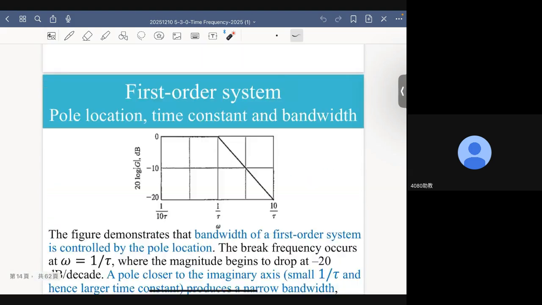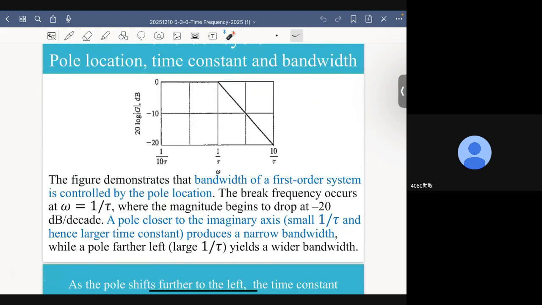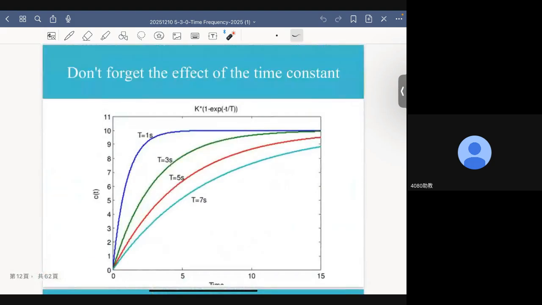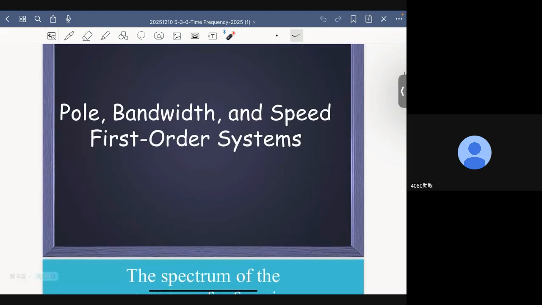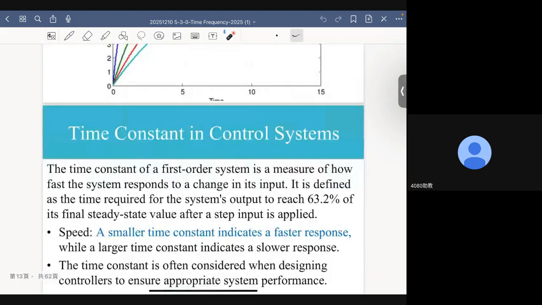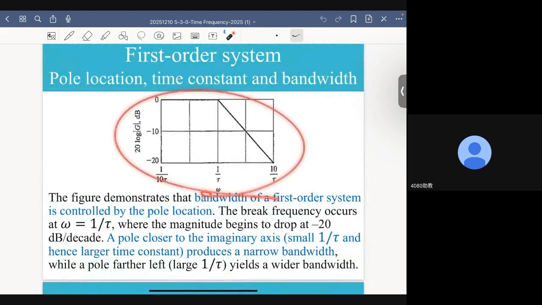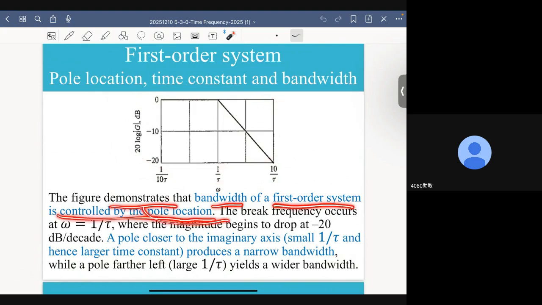Now, time constant, from this plot, apparently quantifies the speed of response of a first order system. Now, as you can see, for this first order magnitude plot, it had everything to do with the bandwidth of the system. This particular figure demonstrates that bandwidth of a first order system is controlled by the pole location.